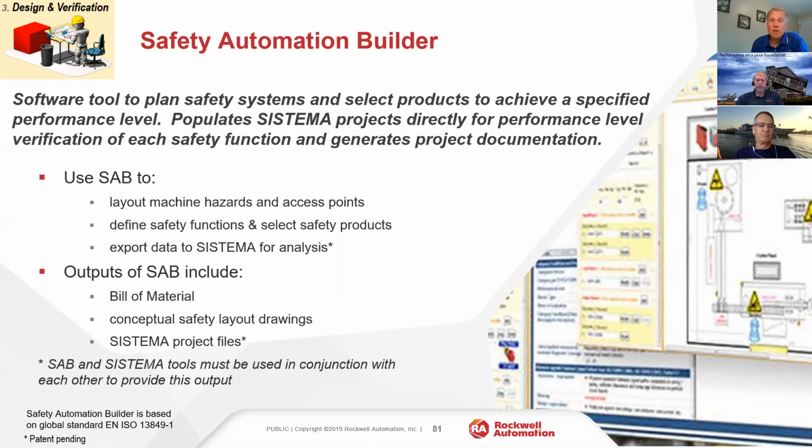And you see in the slide here, you can see a small machine in the picture on the right. It has some hazards identified in there. There are some products that are tied to those locations, access points, etc. But ultimately, you put a picture of your machine into this tool. You can lay out your hazards and access points, define the safety functions, and select the products that you're going to use to integrate to these points. And then when you're all done, you basically hit a button to export that into the Sistema tool. It will automatically fill all the areas within Sistema that need to be filled in and have to be complete in order for it to do the calculations.